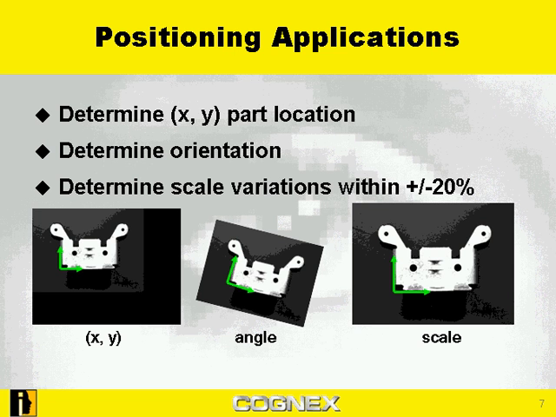But the object locate positioning tool specifically gives us the ability to accept scale variations and report them within plus or minus 20%.